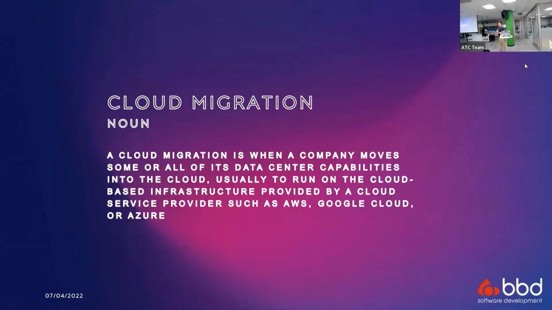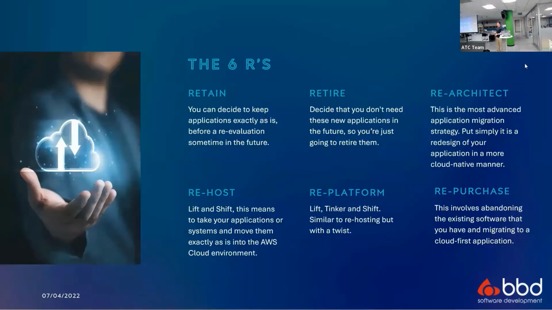So I'm going to start off with the question, what is cloud migration, for those of you that don't know? A cloud migration is when a company moves some or all of its data center capabilities over to the cloud. There are obviously quite a few cloud service providers out there. We tend to leverage AWS, but there's obviously Azure, Alibaba, and Google Cloud. So the 6 R's, the strategies for cloud.